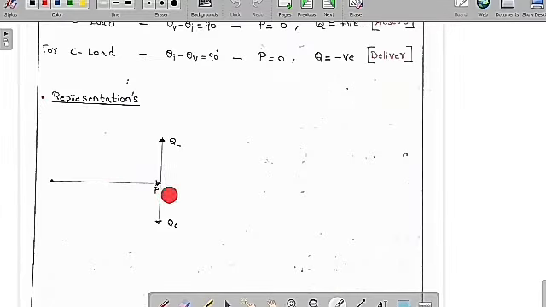This vector is going to represent the average active power, this is the average inductive reactive power, and this is the average capacitor reactive power. So therefore, average active power, average inductive reactive power, and average capacitor reactive power.